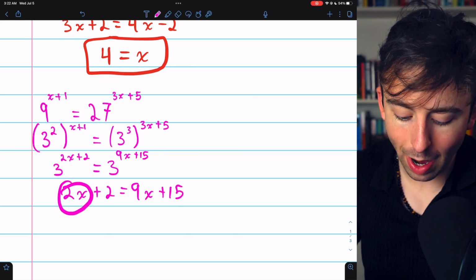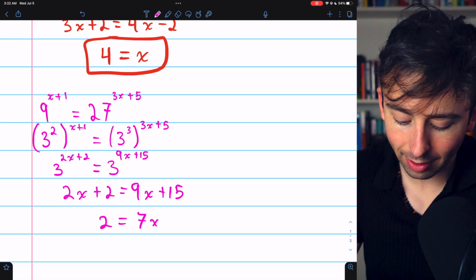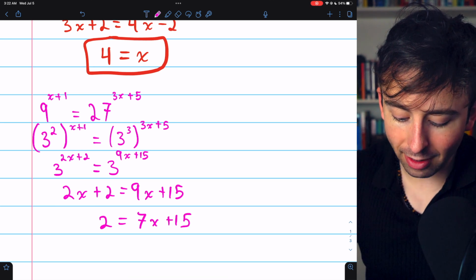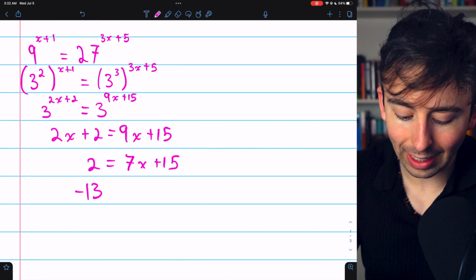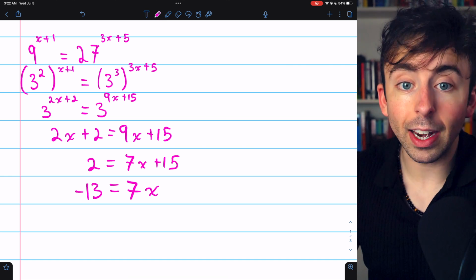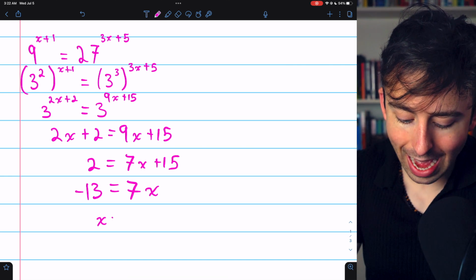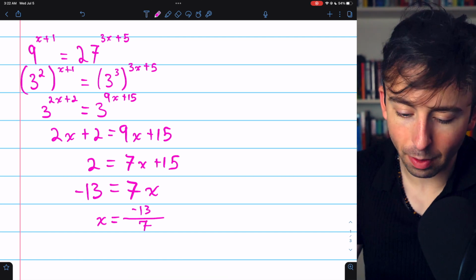Let's subtract 2x from both sides. That gives us 2 equals 7x plus 15. And then subtract 15 from both sides. That gives us negative 13 equals 7x. Then, dividing both sides by 7, we have that x is equal to negative 13 divided by 7.